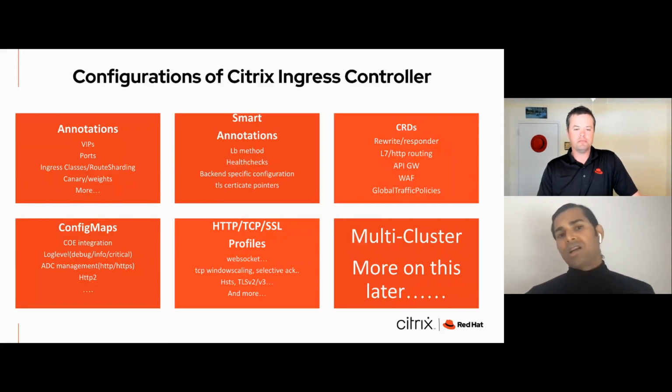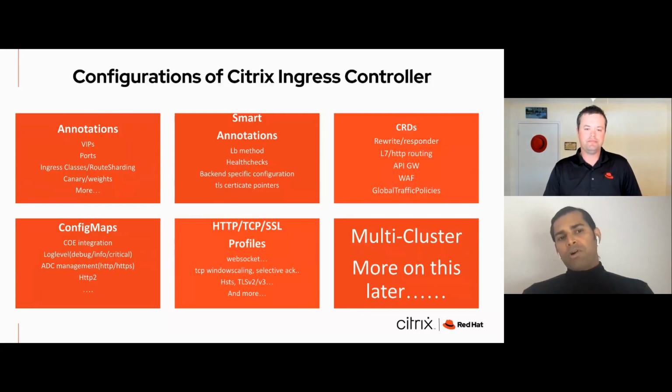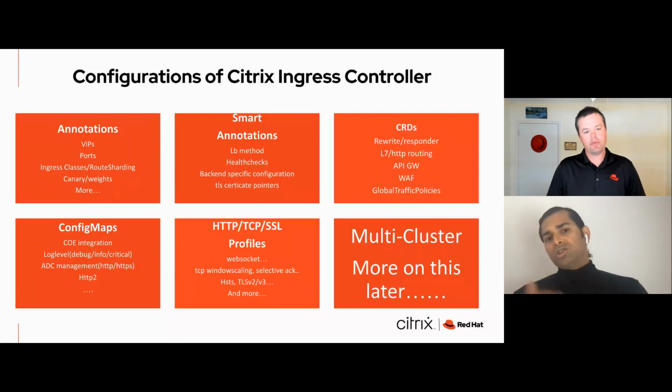So you can use annotations for that. And this is kind of an out-of-the-box construct from the Kubernetes world. Annotations, you can use those. And then there is smart annotation, which is slightly more opinionated, or closer to the way the Citrix ADC works, like different load balancing methods, health check, pointing to a certificate. Those are all done via smart annotation, right?